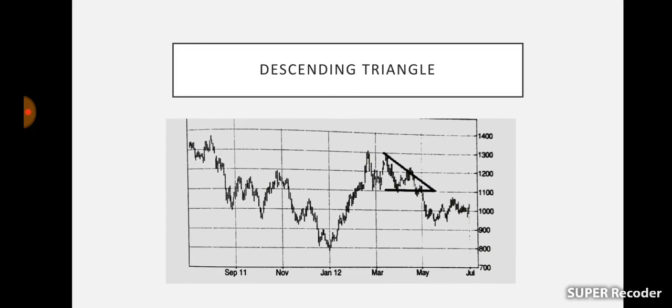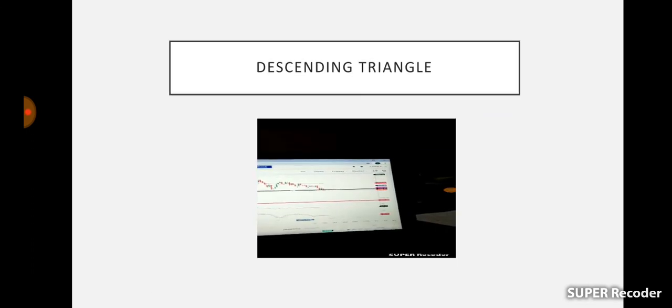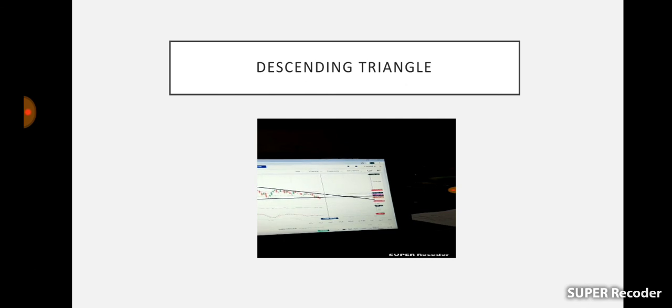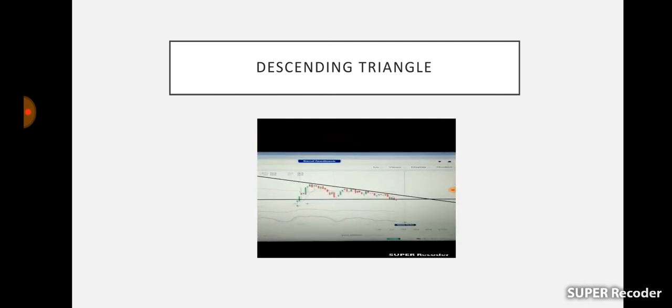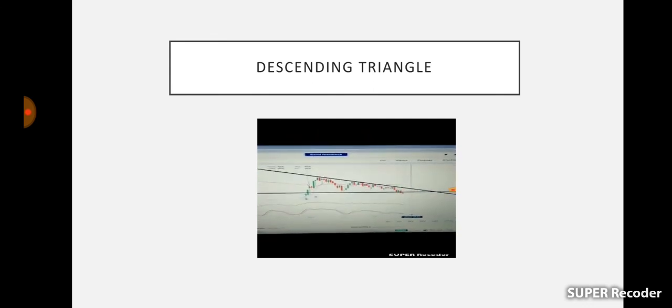Okay, here you can see a descending triangle. This is a live chart taken by our Ladit sir. Here you can see the breakout.